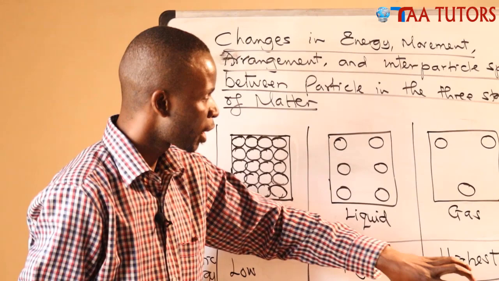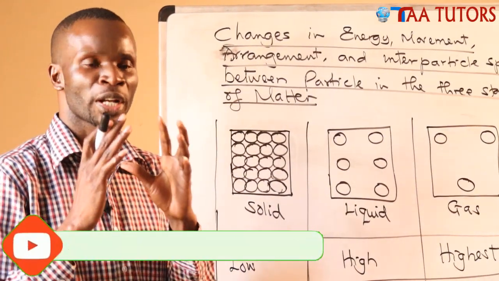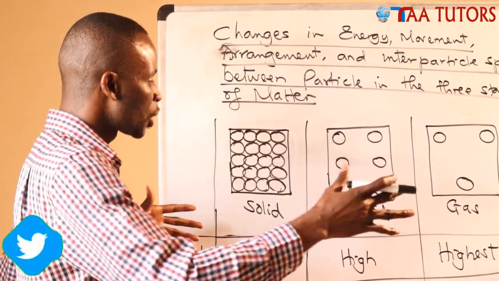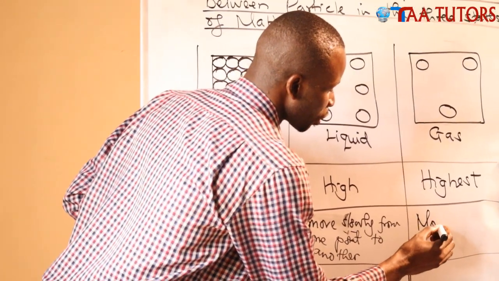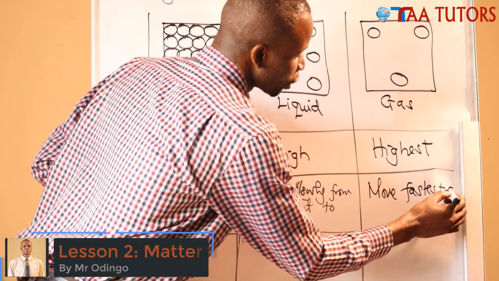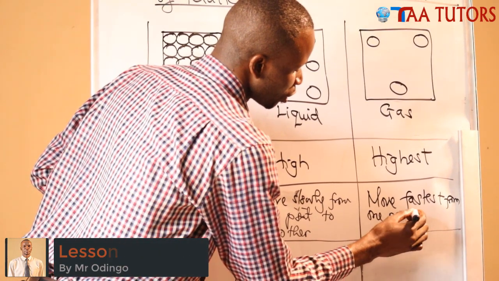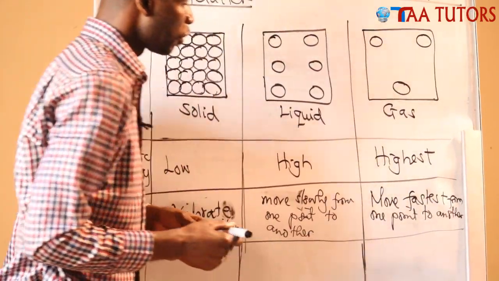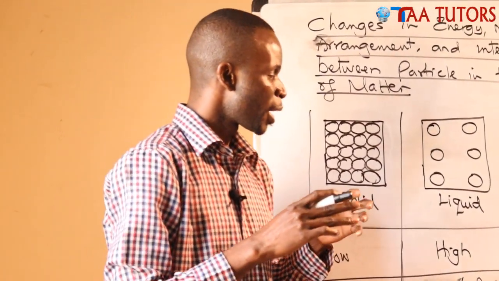If I move to the gas state, I believe you know the answer. The gas particles move fastest. Across the three states of matter, movement here is fastest. They move the fastest from one point to another.